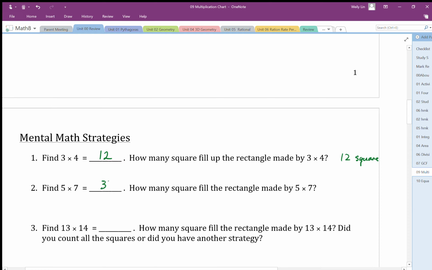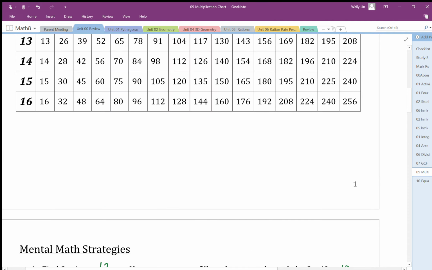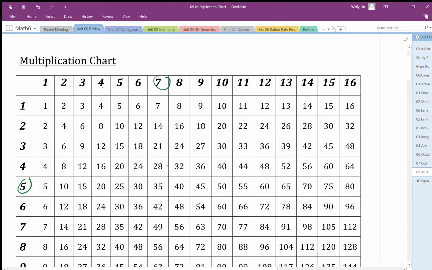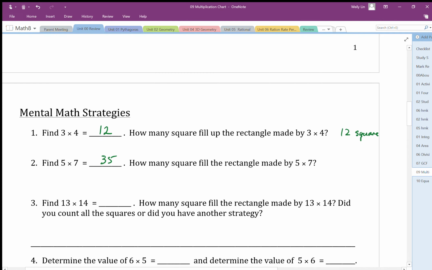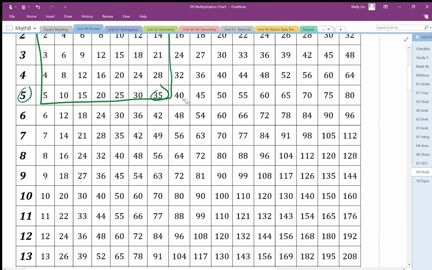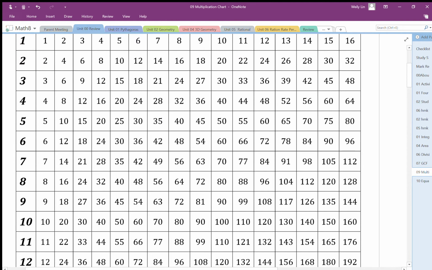5 times 7 is 35, and how many squares fill up that rectangle? So if I do 5 times 7, so 5, 7, 35, and I fill up the top left-hand corner here, there's going to be 35 squares in this space. Okay, so there's 35 squares. So this is the nice thing about this multiplication chart, is that we can also see the areas that are involved in here. So 13 times 14, I'm going to go 13 here, across to 14, which is here.